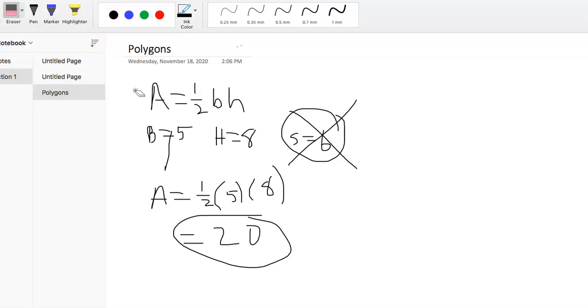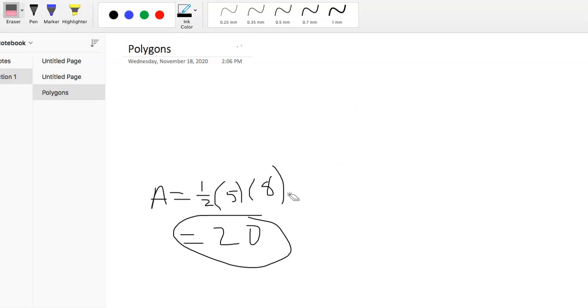The math is pretty simple there. Again, if they give you anything about size, don't give it any consideration if we're doing area of a triangle. It's not important to us. Okay.